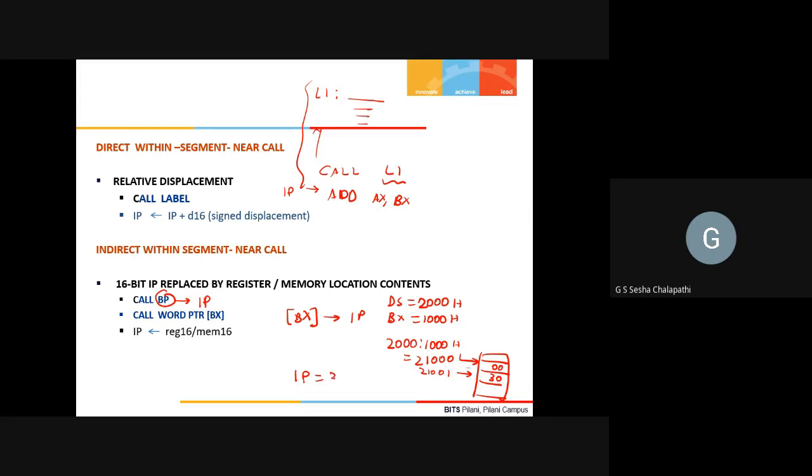Okay, so the new IP value will be 3000H. So it will go to that particular location within that particular segment and execute that procedure which is starting from this particular address. Okay, so this is called an indirect within-the-segment call. Why? Because just like you have a register indirect addressing mode, indirectly you are specifying the IP location.